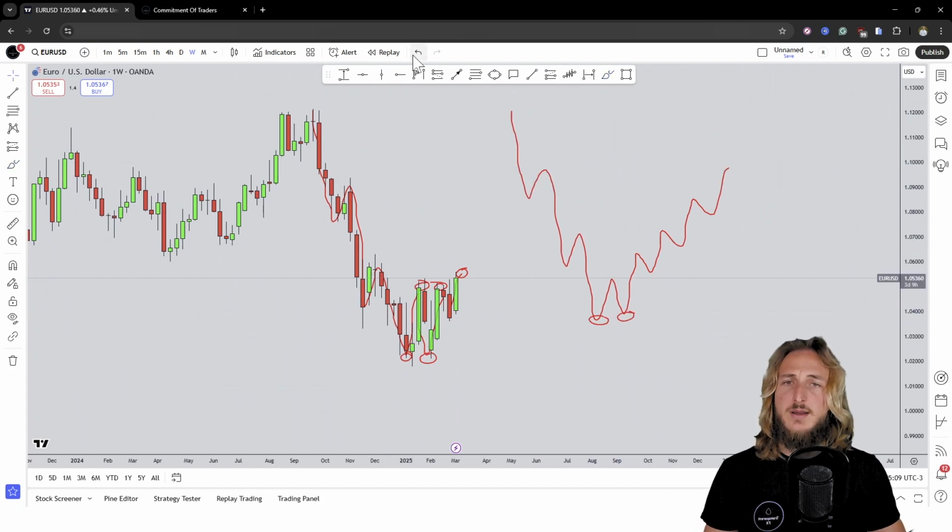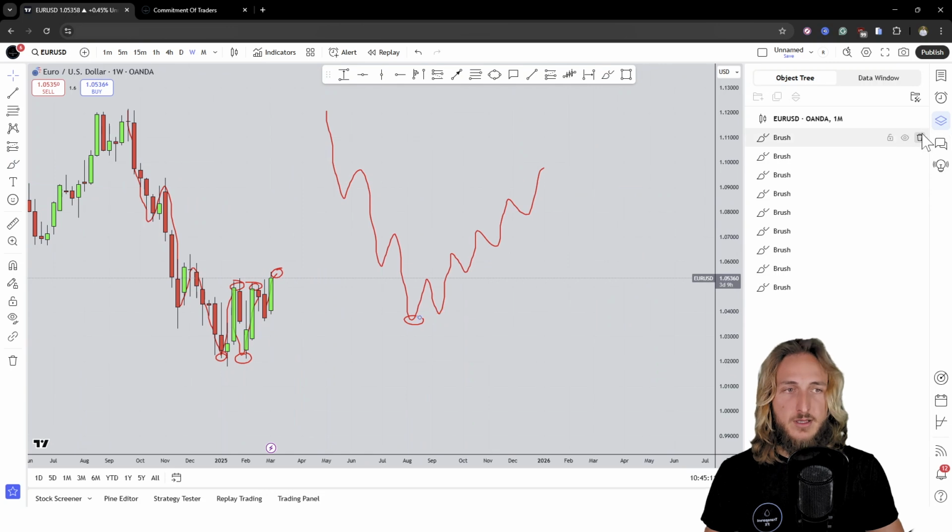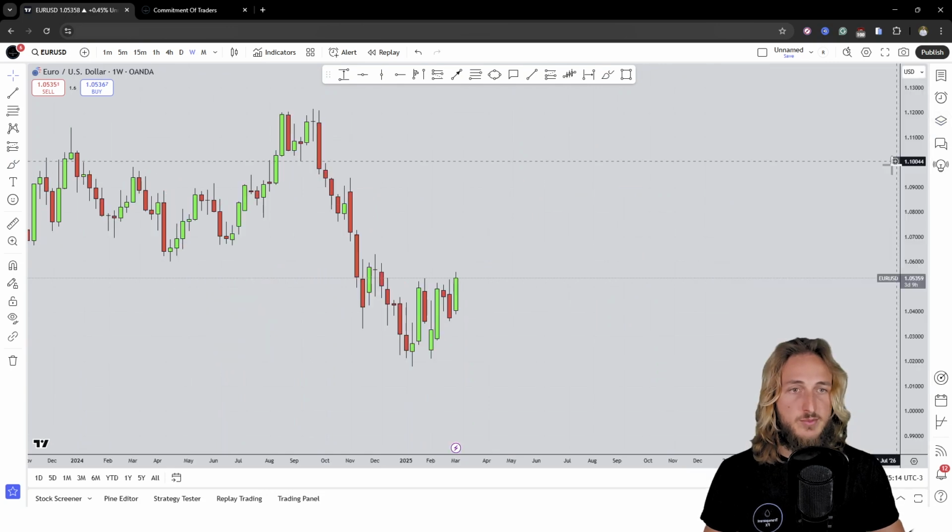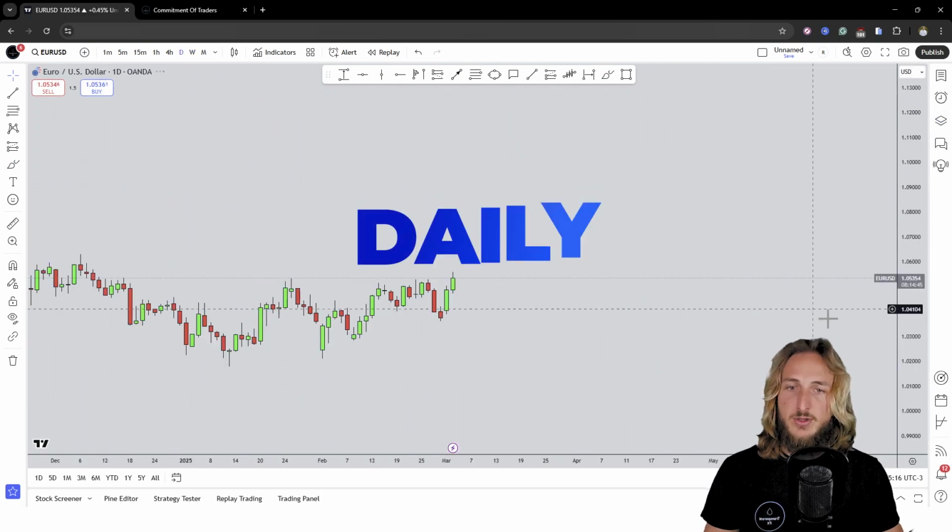So the weekly time frame at the moment is quite clear. We can notice a clear inversion of trend. Perfect. Let's keep that in mind and drop down on the daily time frame.